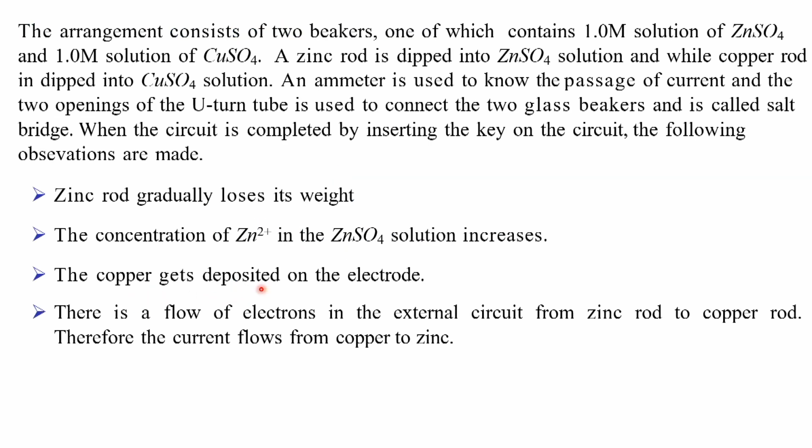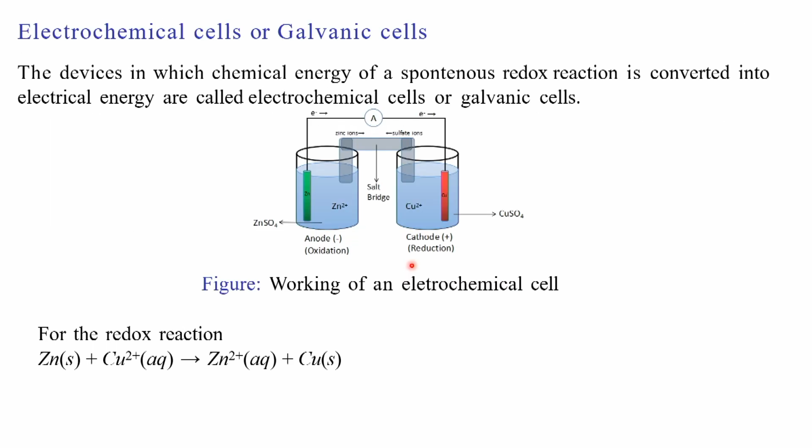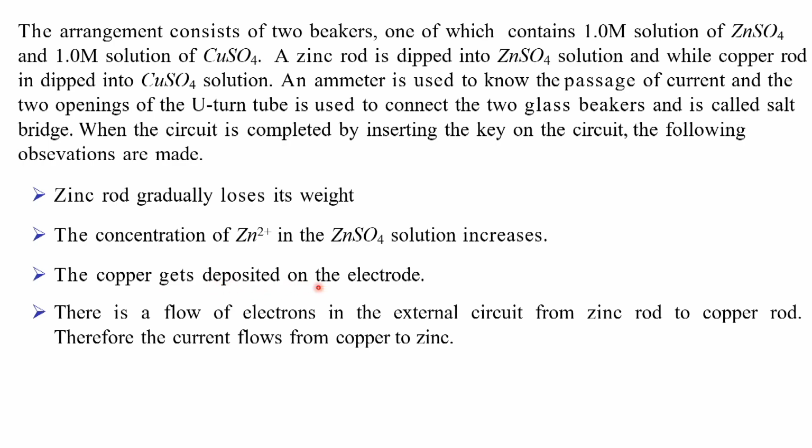Okay, the copper gets deposited on the electrode. Here you have the copper sulphate solution. So, zinc ion will come in this beaker because this is the cathode here. The cation zinc will come to the cathode and we have the copper sulphate solution here, right. So, zinc 2 plus will react with copper sulphate, we get zinc sulphate and copper. So, copper will be deposited here. That is why the copper gets deposited on the electrode.